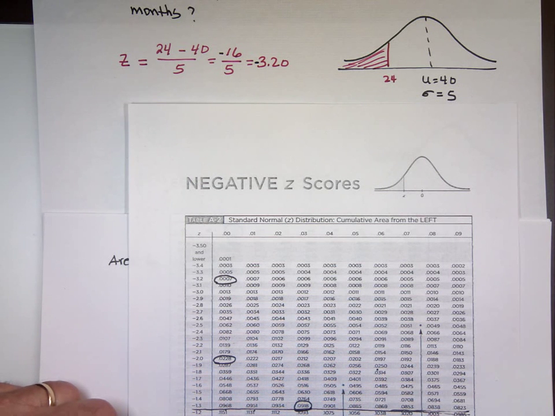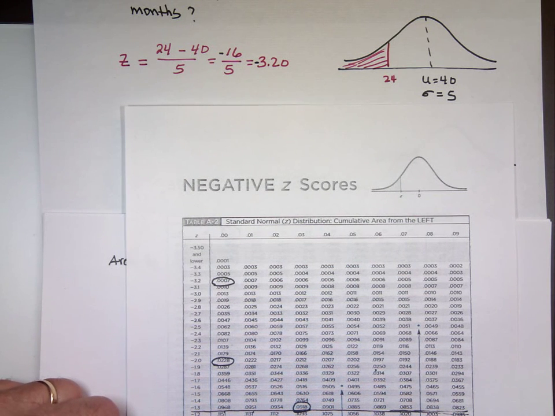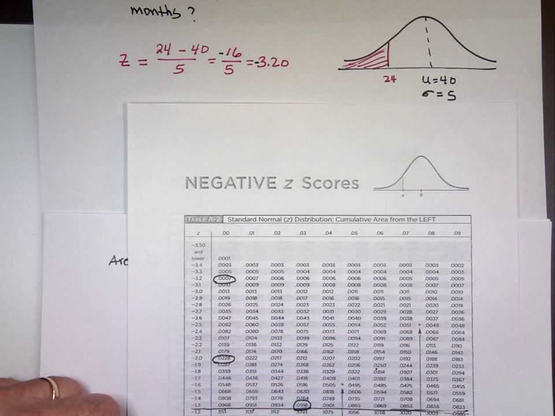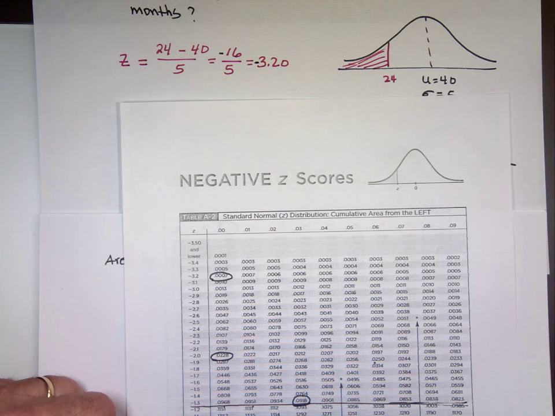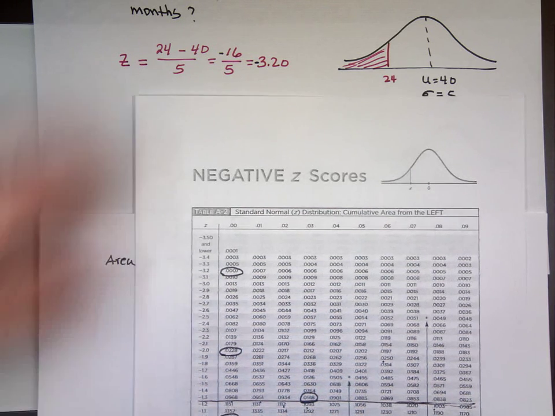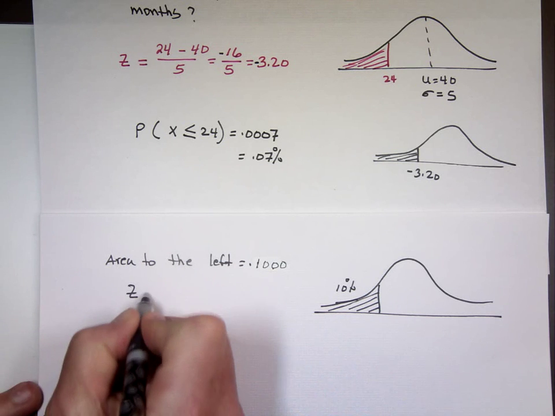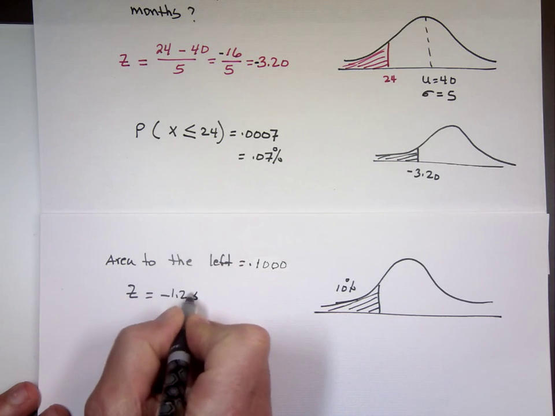It looks like right here, huh? Is that 0.1? We're looking for 0.100. Yep, 1.28. Negative 1.28, yep, it is negative 1.28. So the z value has to be negative 1.28. Now let's calculate that will cover how many months?